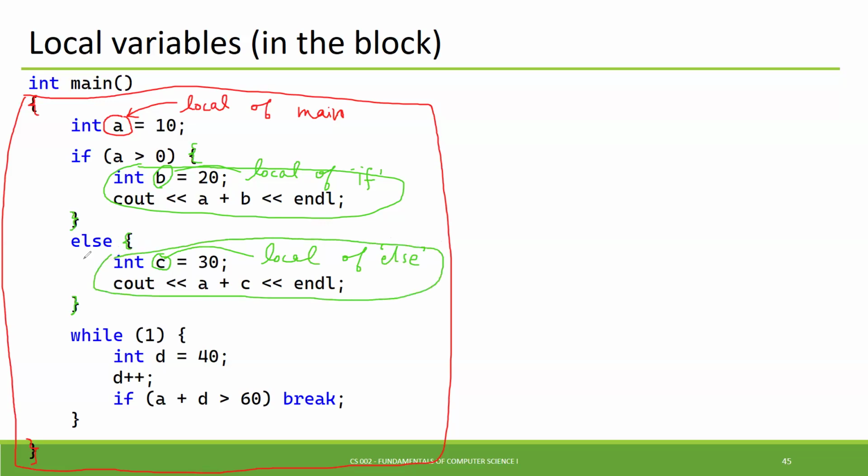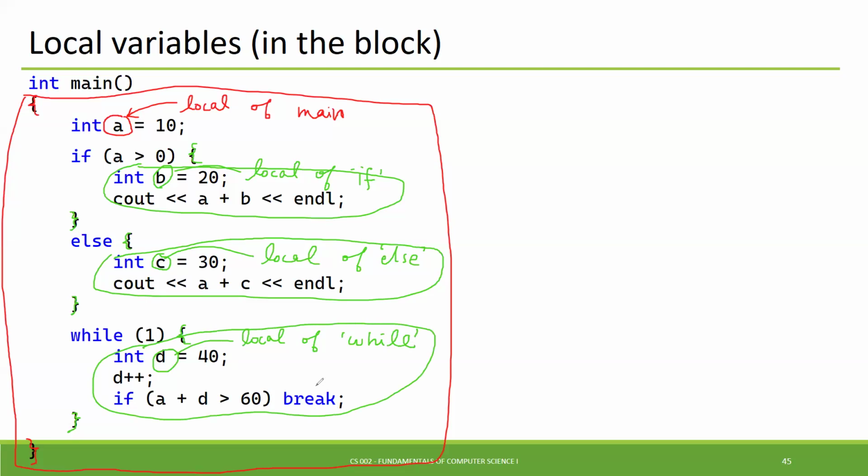And look at this one. This is a while loop. In the while loop, I have D. D is a local variable of the while. It means that the variable D can be used only in the while, only inside here. Is it okay?